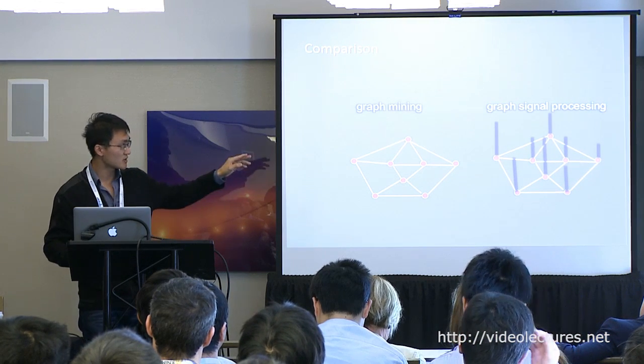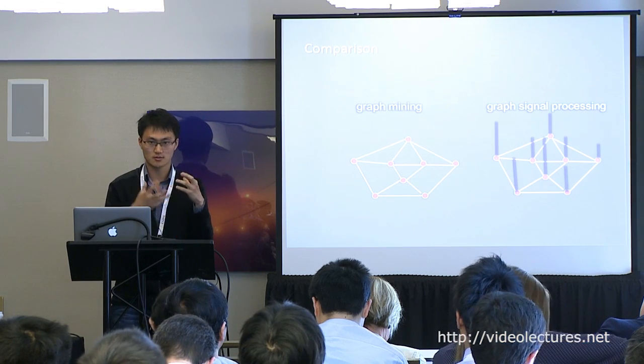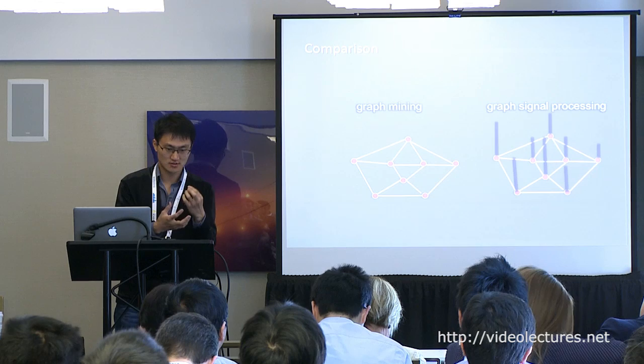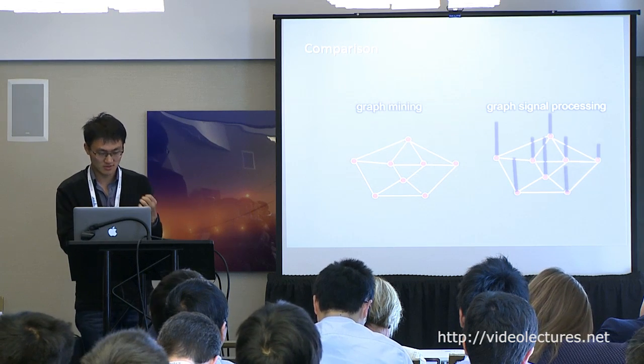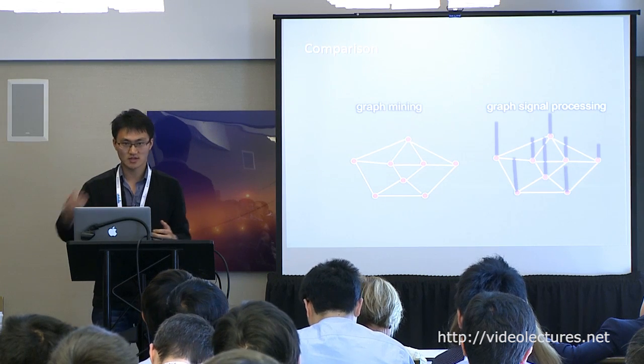The difference between this framework and graph mining is that graph mining really looks at the graph structure and studies subgraph and community detection, this kind of problem. Graph signal processing really looks at the interaction between the data and the structure.